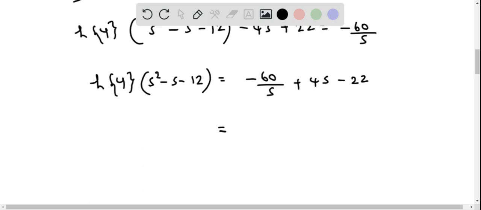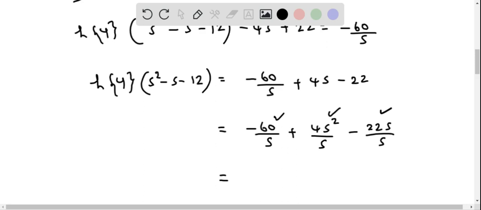The common denominator is s, and this means this can be written as negative 60 over s, and this will be, you have to multiply and divide by s, so it becomes 4s squared over s, and this has to be multiplied and divided by s, so it becomes negative 22s divided by s. Now we have the common denominator s, and so we just have to simply add these three terms. So first I put the 4s squared term, and then I put this negative 22s, and then finally the constant term, that is negative 60. And this is all over s.